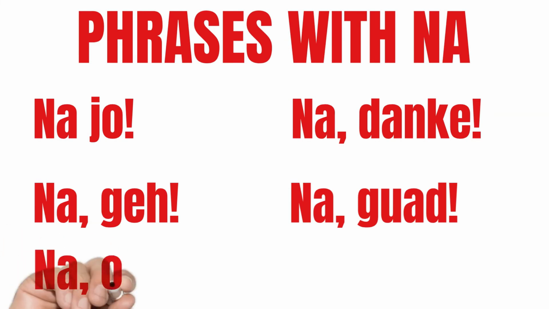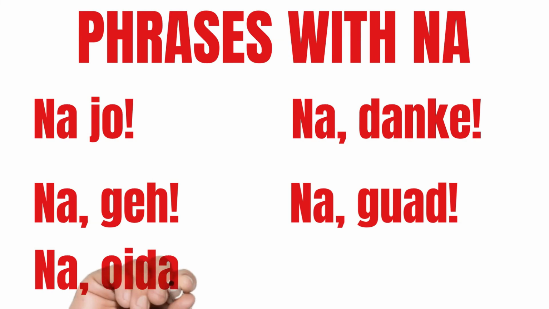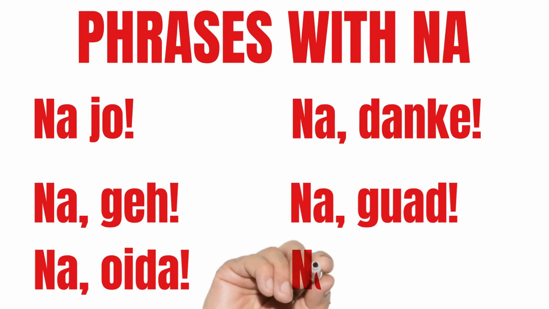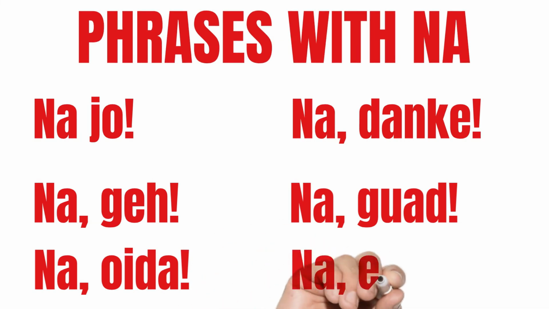Na oder. Na oder is a common phrase among young people. Oder doesn't have too much meaning, but it stresses the word na. Na eh. Na eh is used to agree with someone, but the e doesn't have a special meaning. But in the next video, we're gonna talk about the strange word e.